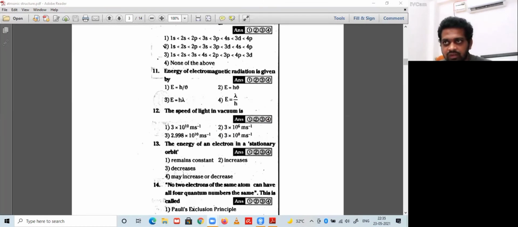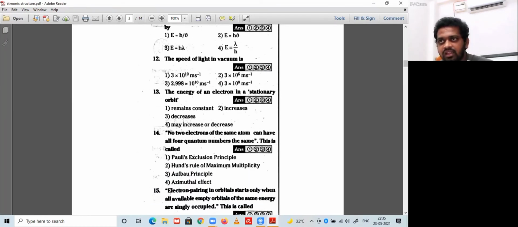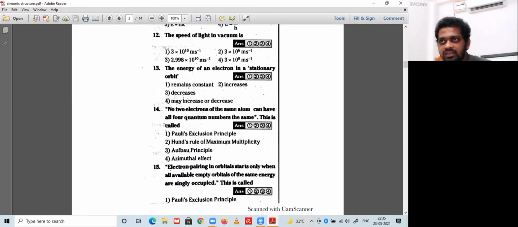Question number 13. The energy of an electron in a stationary orbit. See, this thing is explained in the Bohr's atomic model. As long as the electron revolves around the nucleus, what will happen? Continuously, as the electron is moving, it will radiate the energy. This thing is not explained in the Rutherford atomic model. As long as it is radiating the energy, the electron will slowly move towards the nucleus.